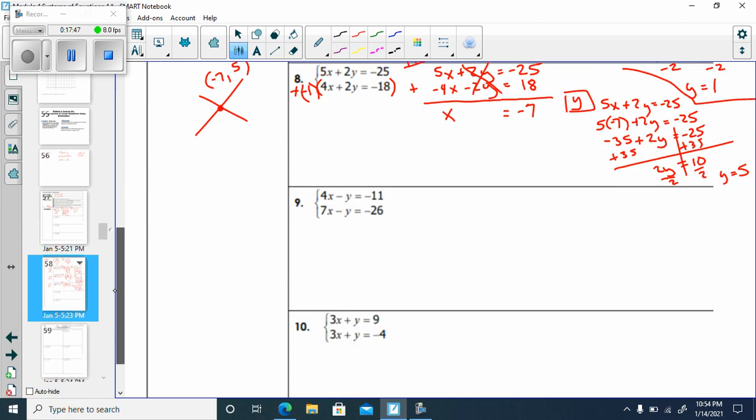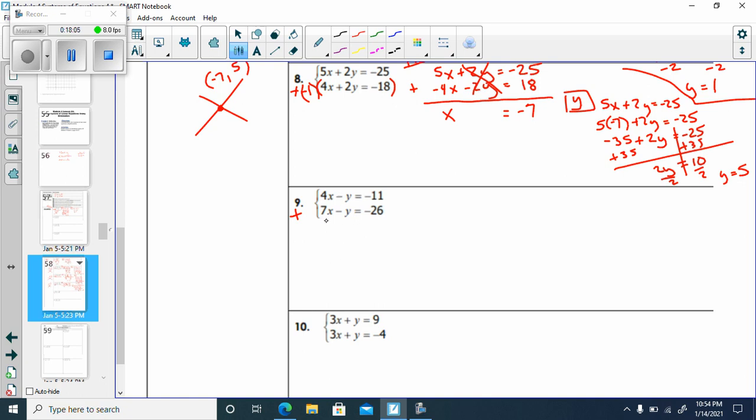Now let's look at number 9. Do any of these say x is equal to or y is equal to? Because if they do, we could use substitution, but they don't. All right. We know we're adding the two equations. We're trying to eliminate a variable.